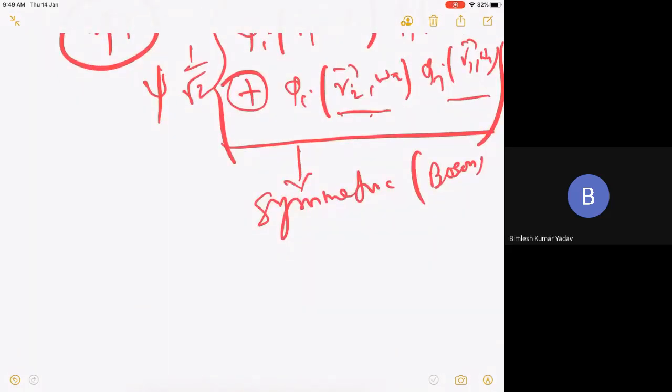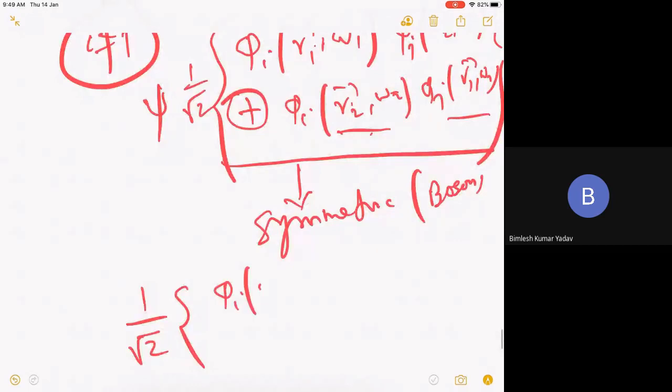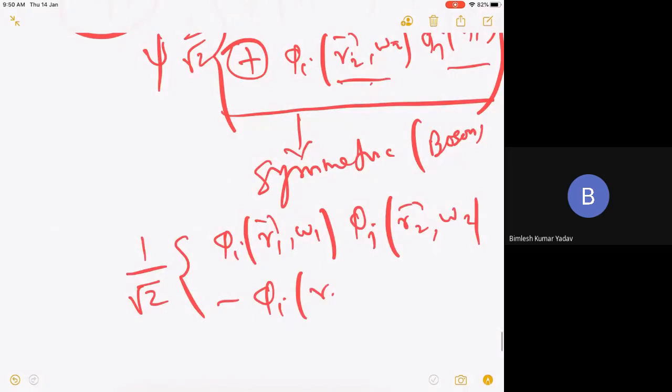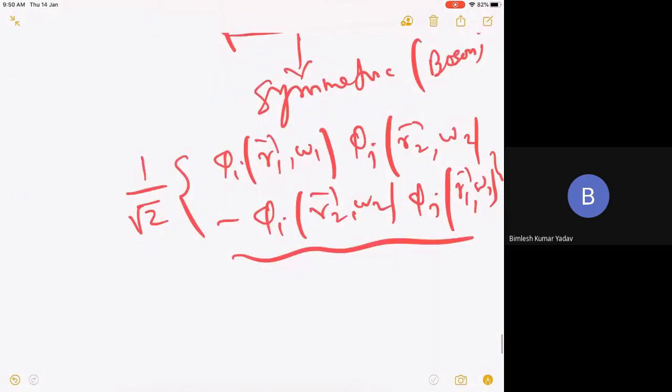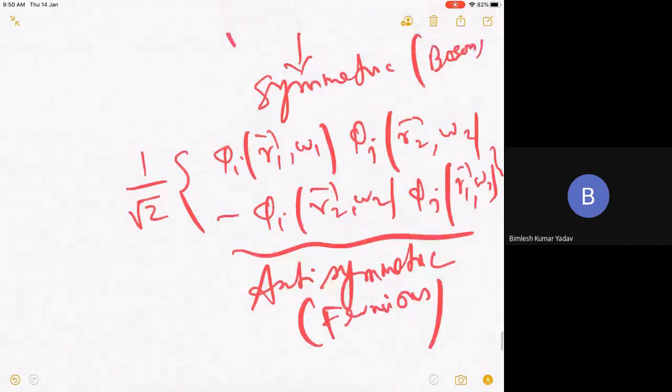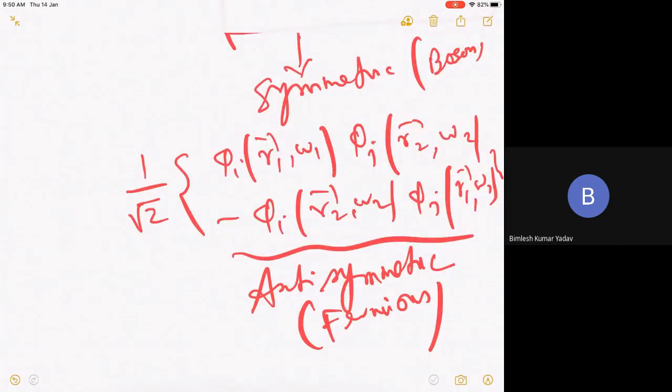If I understand that, I could now do exactly the opposite. The interchange is phi i(R1, omega 1) phi j(R2, omega 2) minus phi i(R2, omega 2) phi j(R1, omega 1). So now take the negative sign. And now you can see this is antisymmetric, which is for fermions. The first term becomes the second term and the second term becomes the first term, but they have a negative sign, so it will become a minus of that. So it's antisymmetric, and now this is a valid function when i is not equal to j.